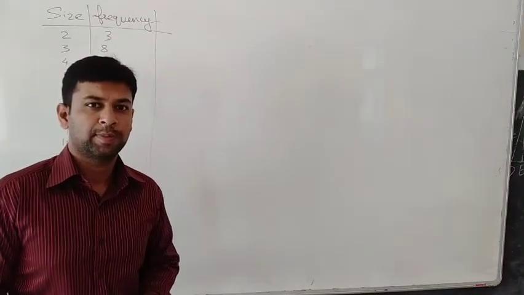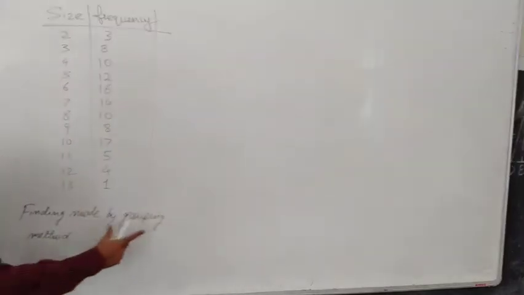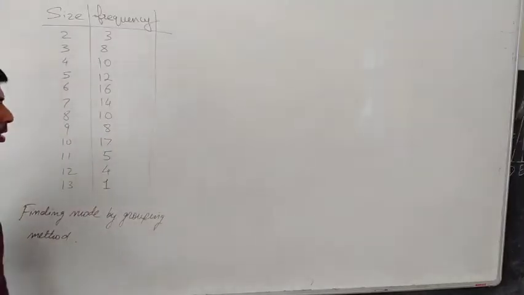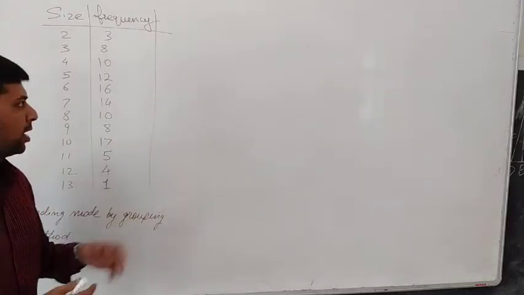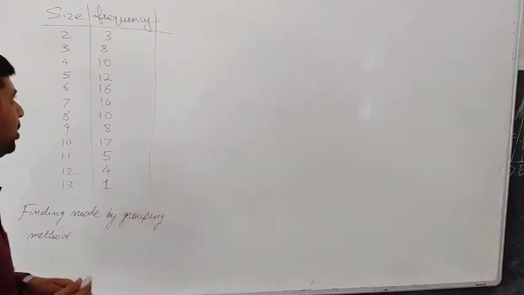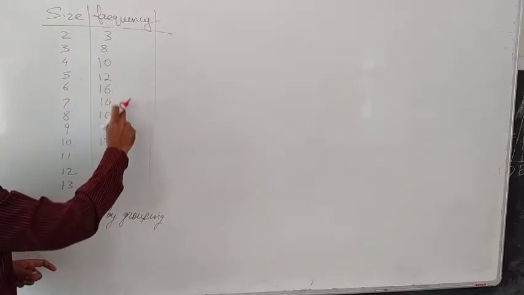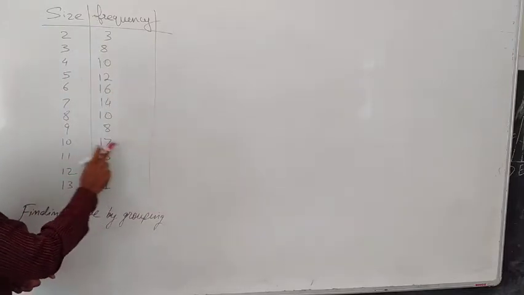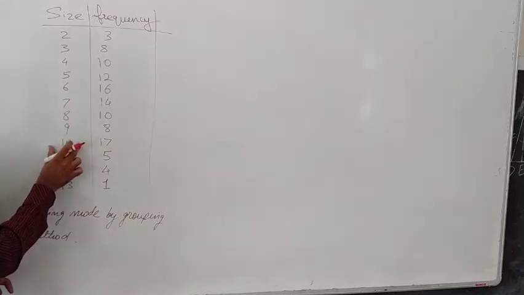Hello students, now in this particular question we are going to find out the mode by the grouping method. This is a discrete type of question. In discrete type of question, what we have learned in the earlier video, I told you that the highest frequency, suppose here the highest frequency is 17, the value in front of it is 10. This value will be the mode.